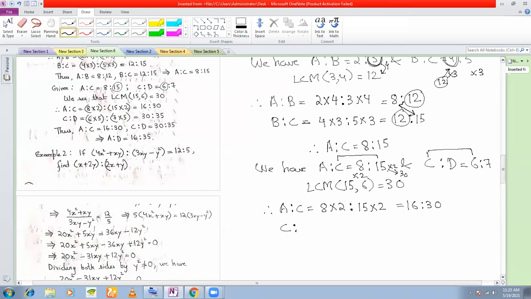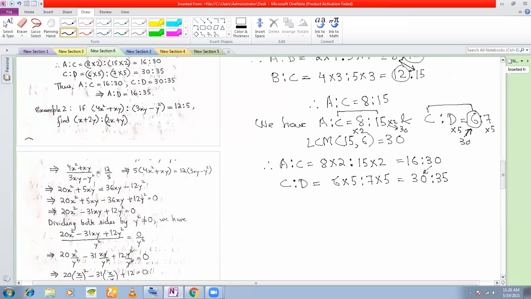And C is to D. Again, you see, we want to convert this 6 into a 30. So we need to multiply this by 5. Multiplying this by 5 means we're multiplying this also by 5. So that means 6 into 5 is to 7 into 5. So we get 30 is to 35, right?